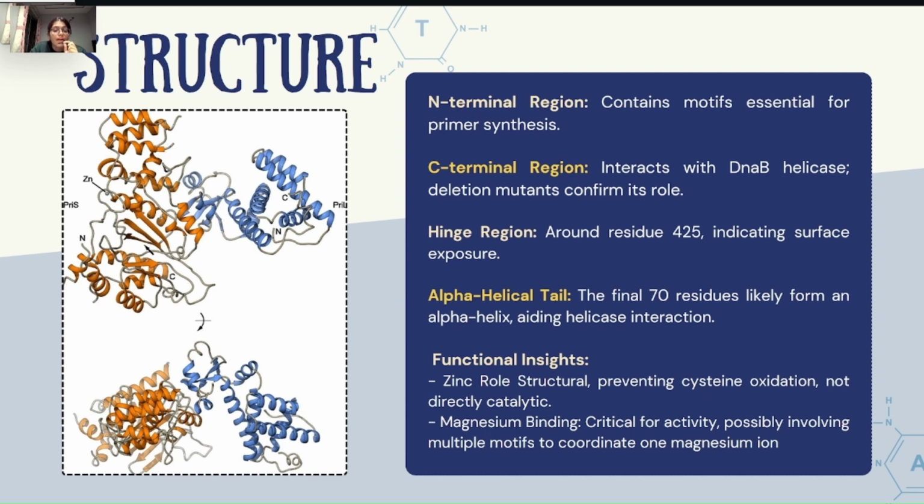Then we have a hinge region which allows the primase to adapt and interact with other replication proteins. Then there is the presence of an alpha helical tail. This tail aids in the interaction with helicase, ensuring the primase is correctly positioned for efficient work. In the structure, we can see the zinc, the N-terminal, the C-terminal.